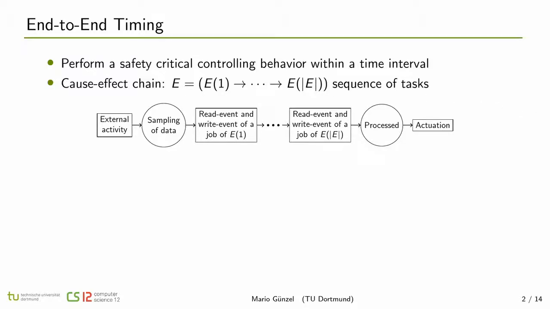We look at a stream of data, which looks like this, where we have an external activity. Then the data is sampled. A chain of jobs reads and writes data from a shared resource, and with the last write event of this job chain, the data is processed and an activation based on this data can occur.